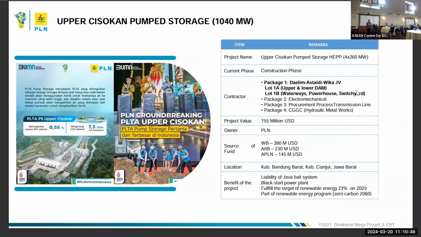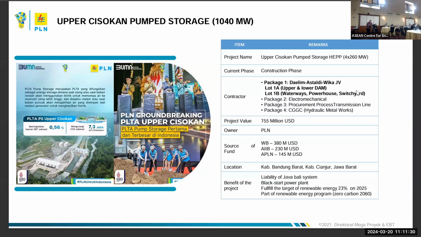This is about the Upper Kisokan. This will be the largest and the first pumped storage in Indonesia. There are 4 packages, so this is a multi-package project. Package 1 is the civil works, with lot 1A and lot 1B. Lot 1A is the upper and lower dam, and lot 1B is the waterways, powerhouse, and shipyard. Package 2 is electromechanical, still in planning for procurement, package 3 is the procurement process for the transmission line, and package 4 is hydraulic metal work.